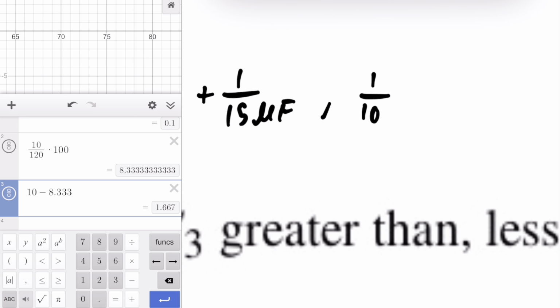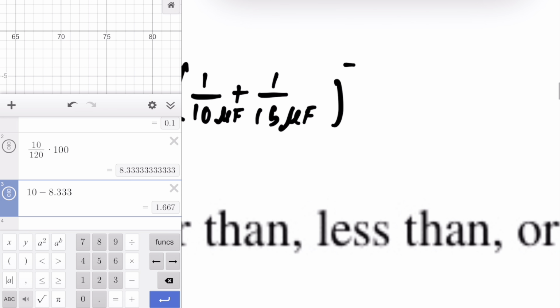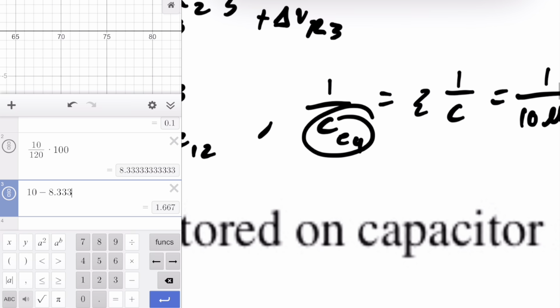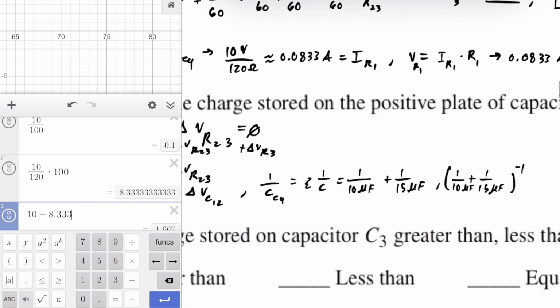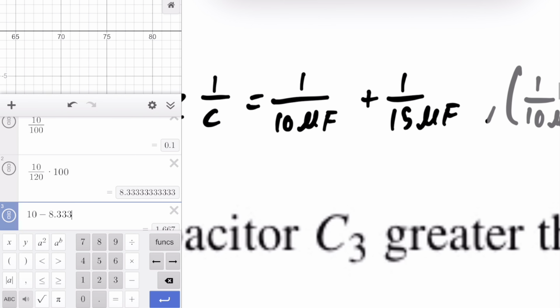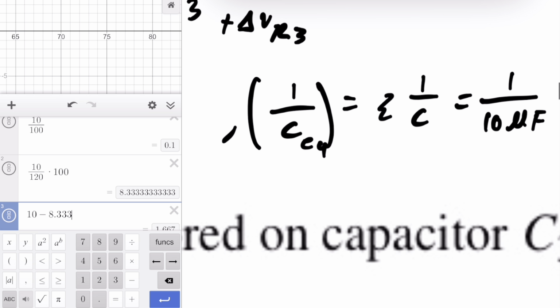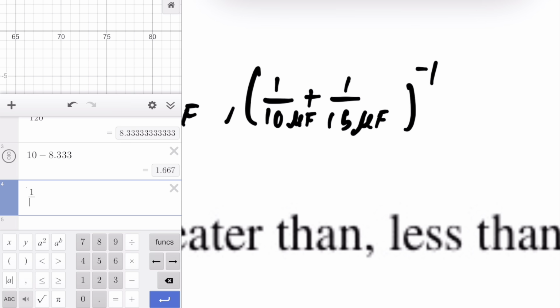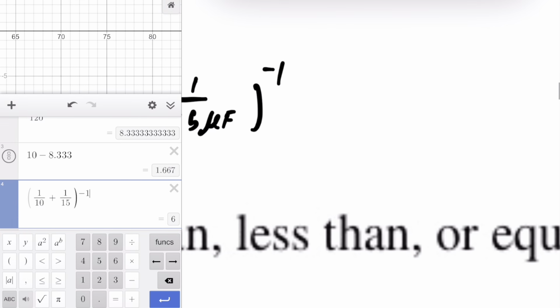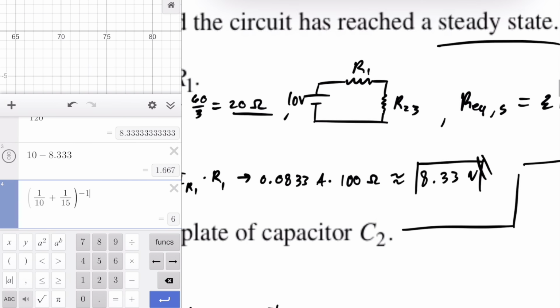So if I take 1 over 10, and I'm not actually going to do the math, I'm going to let Desmos do it. 1 over 15 microfarads, and raise that to the -1, that has to give me our equivalent capacitance, because raising something to the -1 just flips fractions. So let's do 1/10 plus 1/15. Raise the whole thing to -1. 6 microfarads. There we go. That's the equivalent capacitance across this branch.